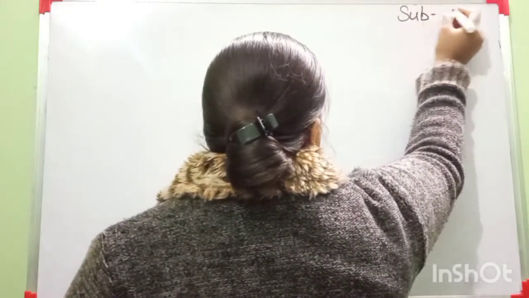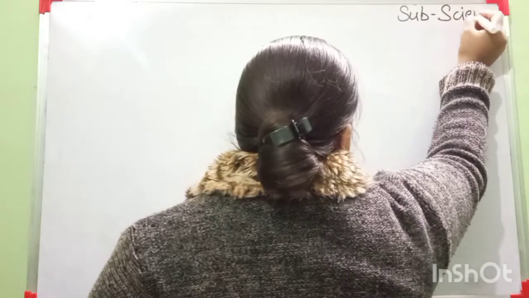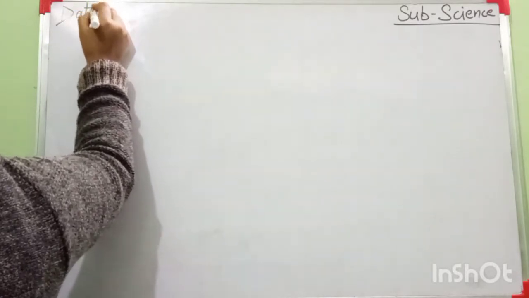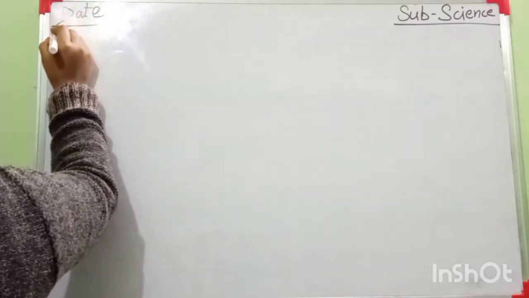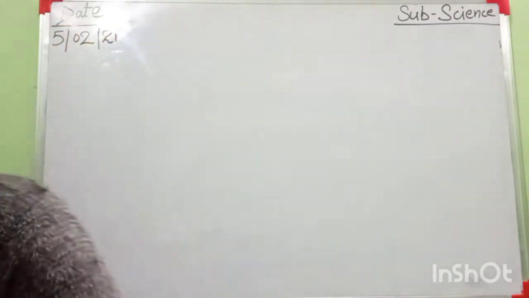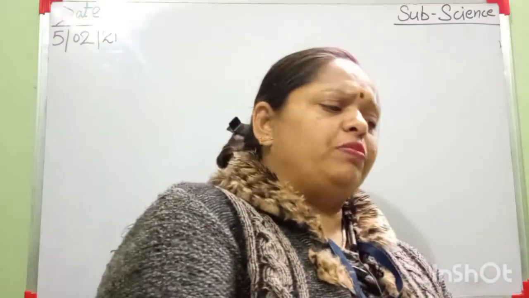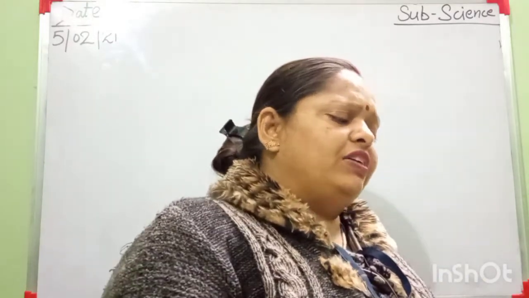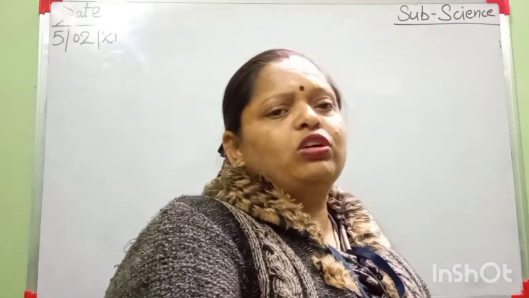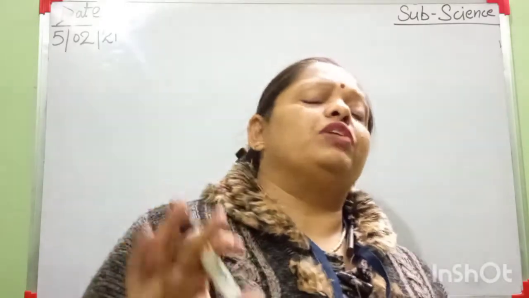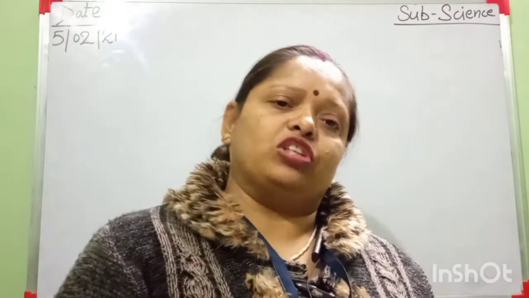Subject: your science class. Today's date is 5th Feb 2021. I hope all of you have now completed your previous chapter, Chapter 11, Sunlight and Shadow. The book exercise, questions and answers are all completed now. If you have not watched my video, then you can watch it.